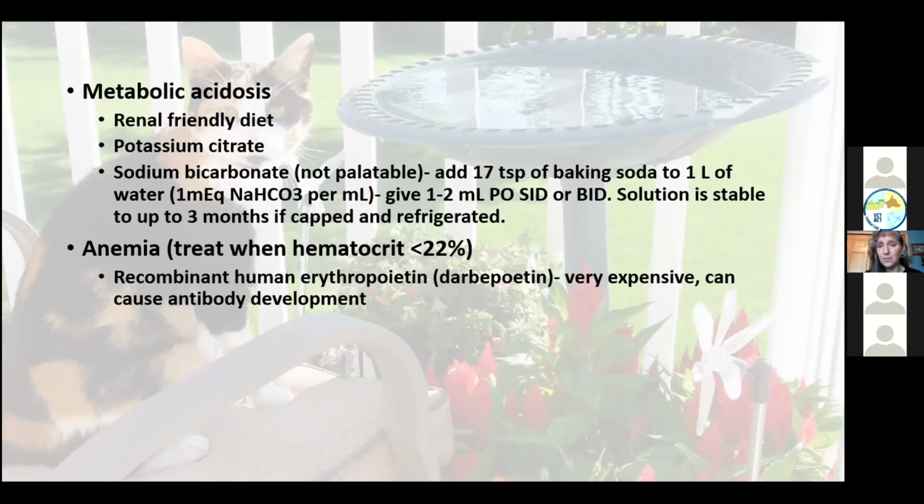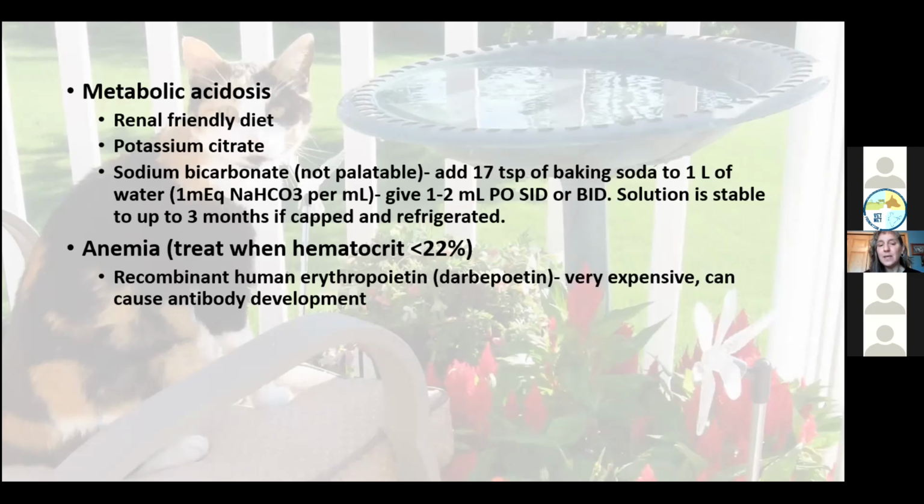So there's just a little recipe here, a homemade recipe. You can actually add 17 teaspoons of baking soda to 1 liter of water, and that gives you a 1 milliequivalent solution per milliliter. And you'll give 1 to 2 milliliters of this once a day or twice a day, depending on the severity of the acidosis. And the solution is stable up to 3 months if capped and refrigerated.